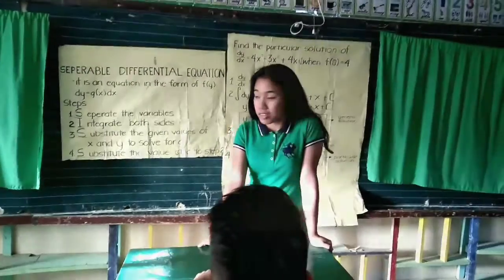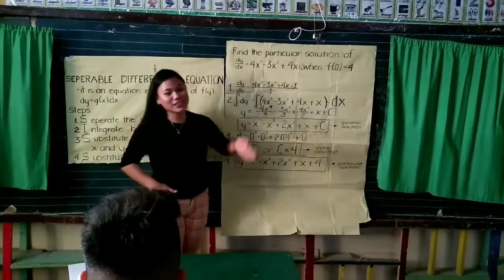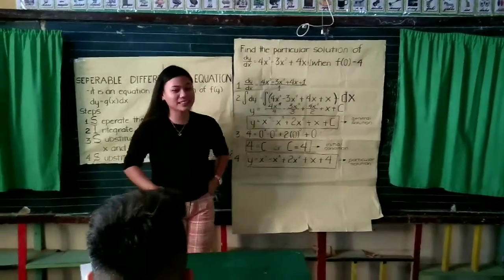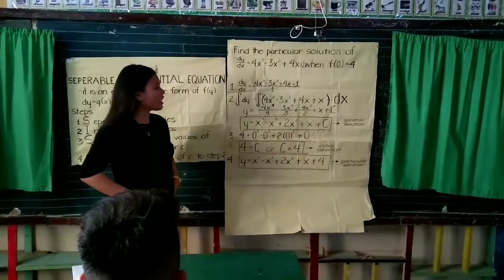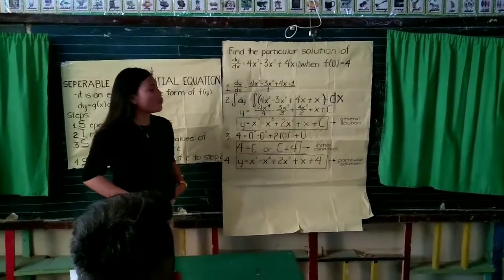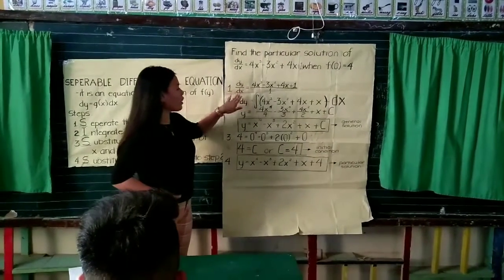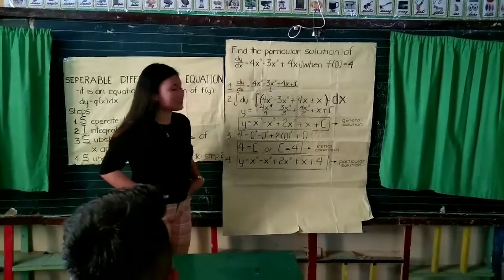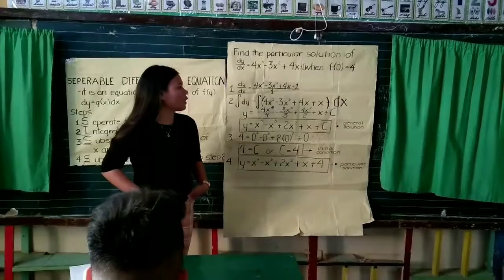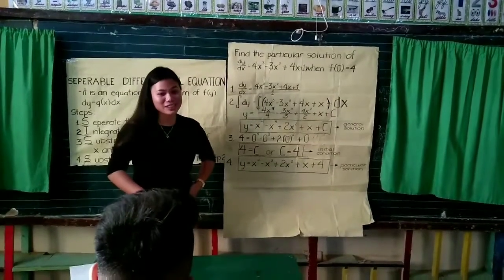So to continue, here is one example of a separable differential equation. Find the particular solution of dy over dx equals 4x cubed minus 3x squared plus 4x plus 1 when f of 0 equals 4. So we go to step 1, separate the variables. And this gives us dy over dx equals 4x cubed minus 3x squared plus 4x plus 1 over 1. Do you have any question?